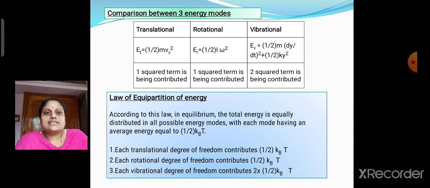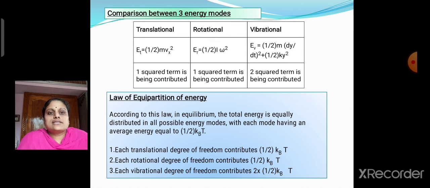Now let us compare the three energy modes: translational, rotational and vibrational. The energy contribution due to translational motion will be Et equals half m Vx square. Due to rotational motion, it will be Er equals half I omega square. Due to vibrational motion, Ev equals half m (dy/dt) whole square plus half k y square.